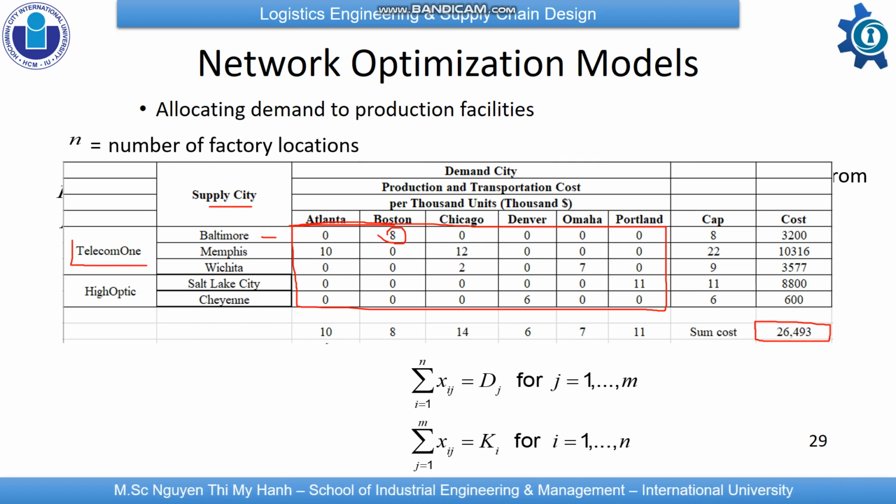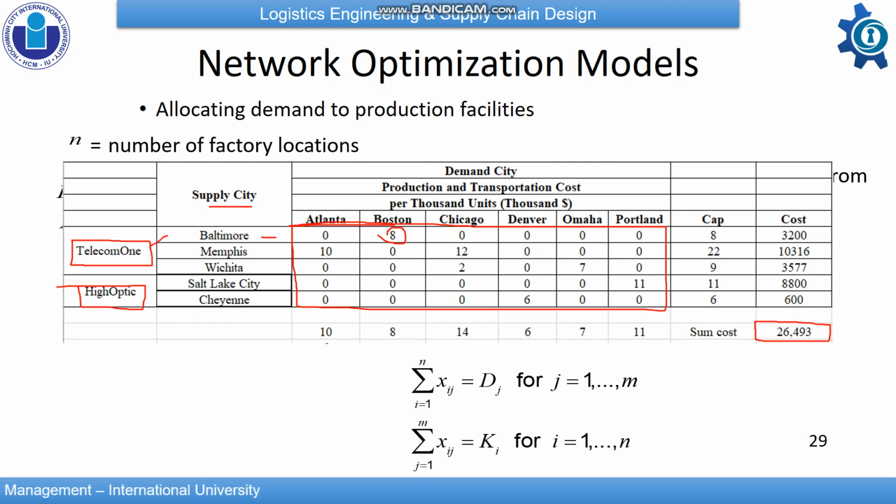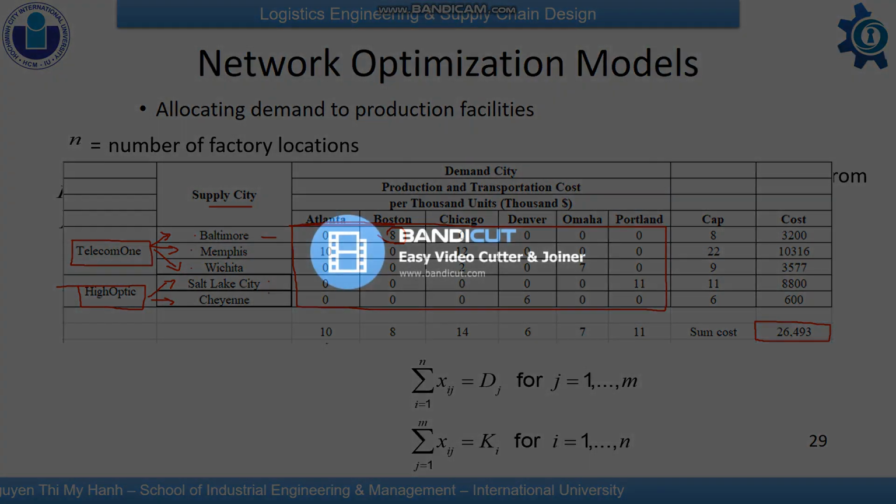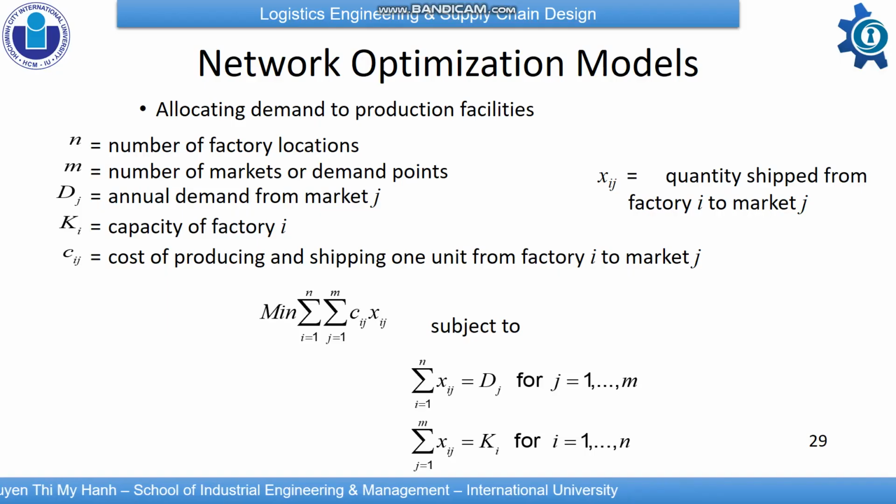And we have two companies, that is Telecom One and HiOptic. So Telecom One will take care of 3 cities, so it means they have factories in 3 cities, and HiOptic has factories in 2 cities. So here we try to allocate the demand to their production facilities.